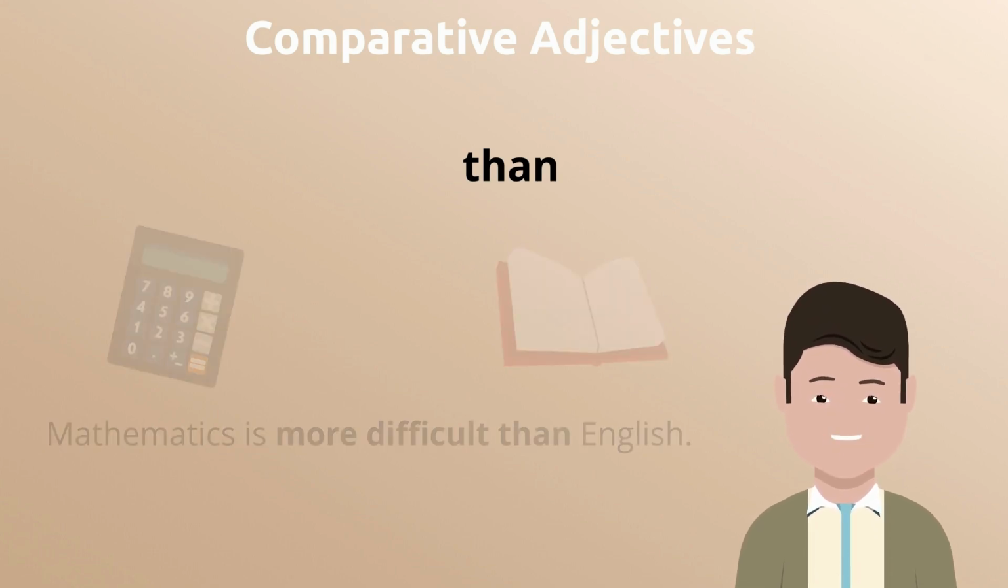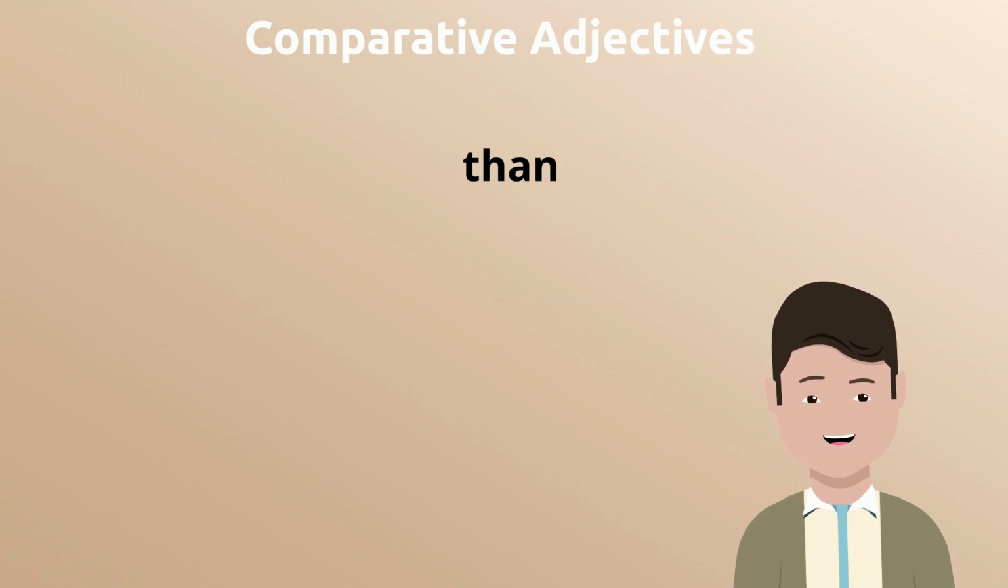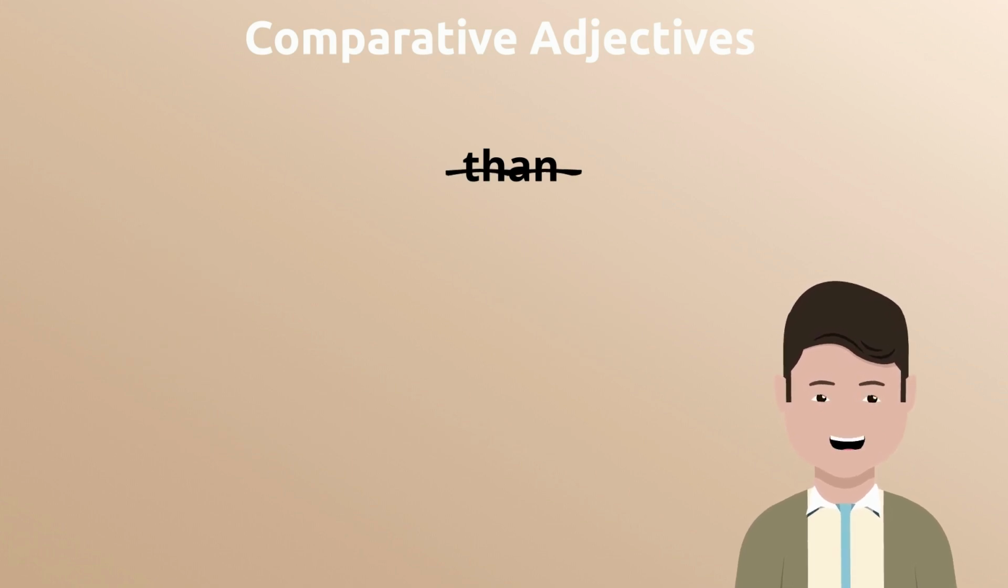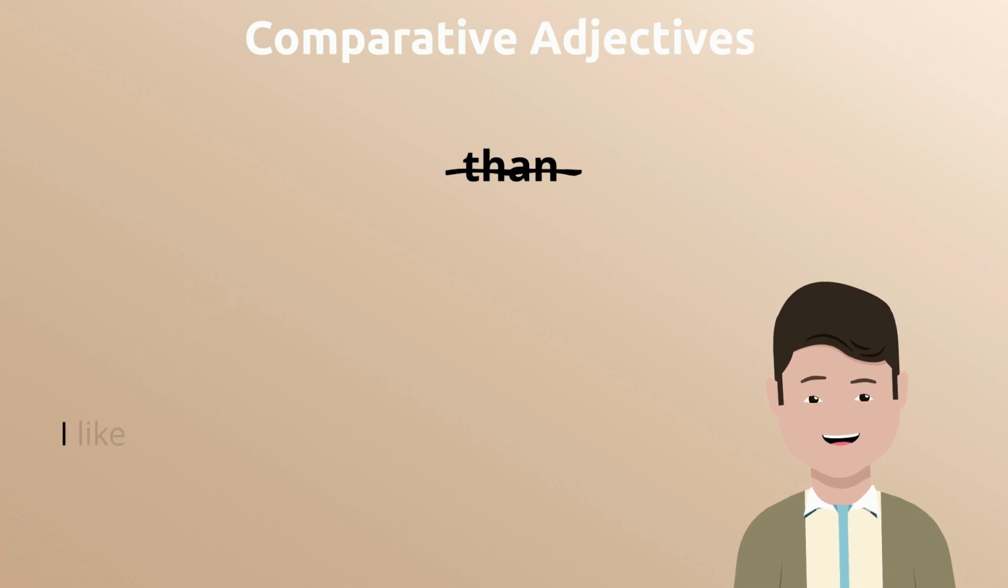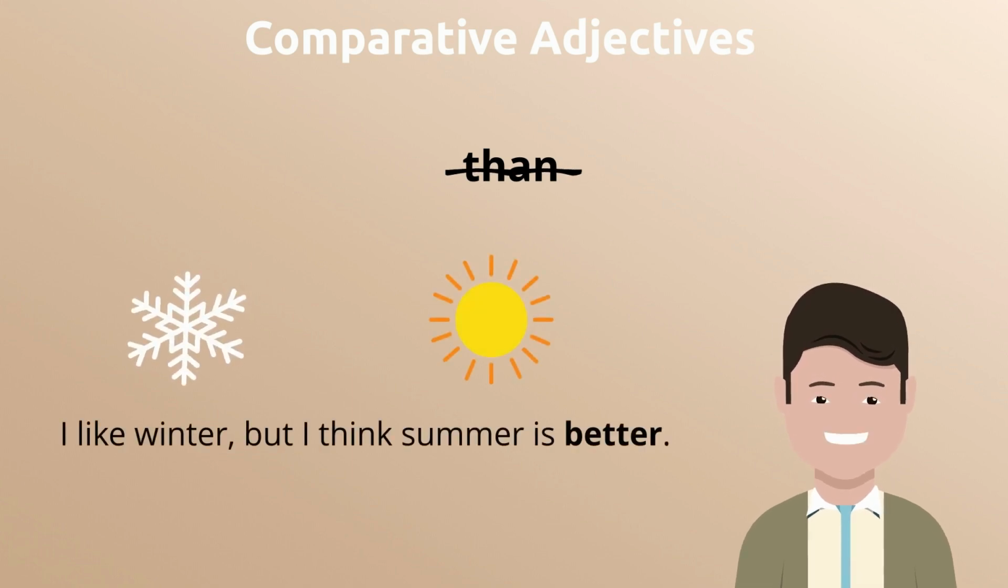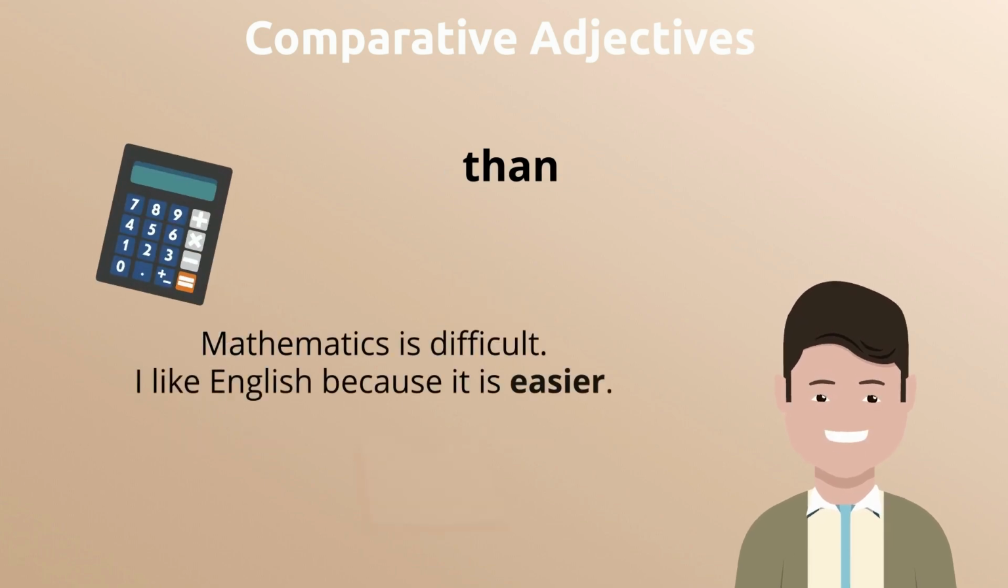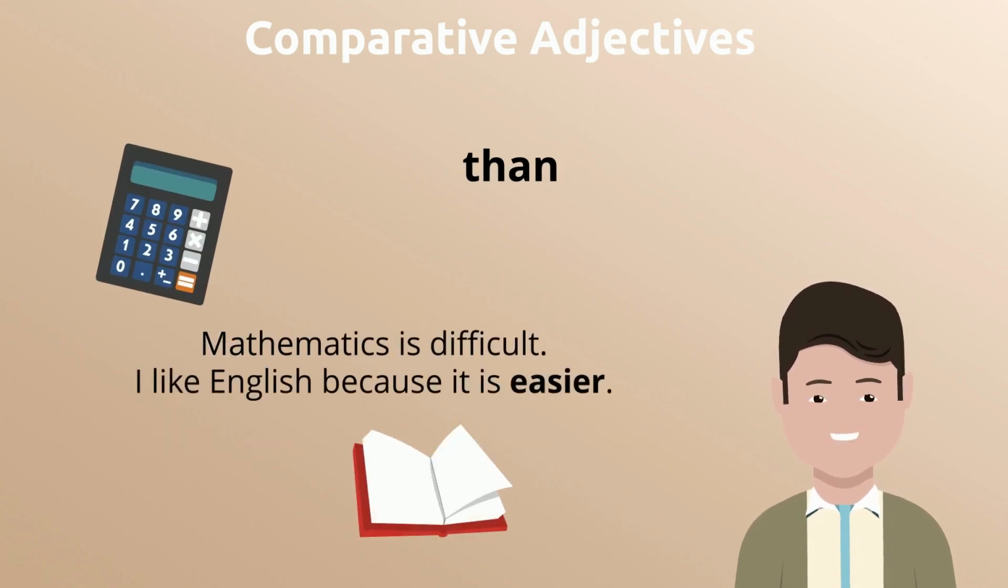However, when we already know what is being compared, we don't need to use than. For example, I like winter, but I think summer is better. Mathematics is difficult. I like English because it is easier.